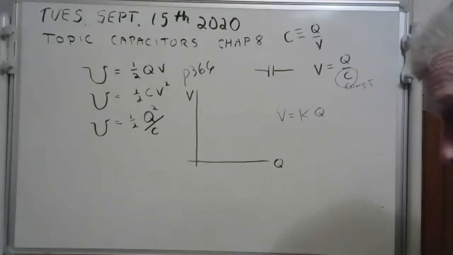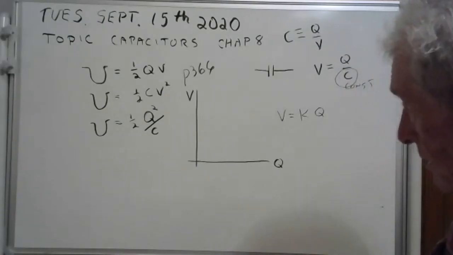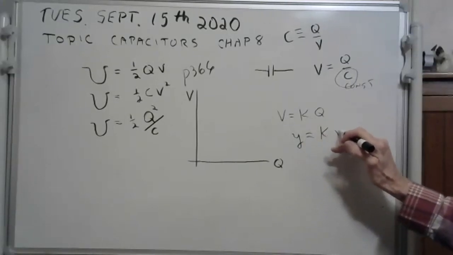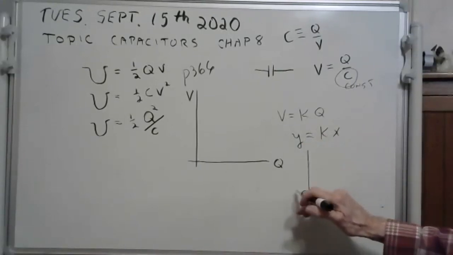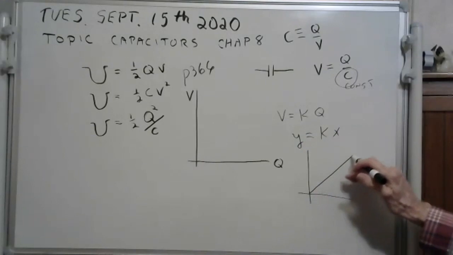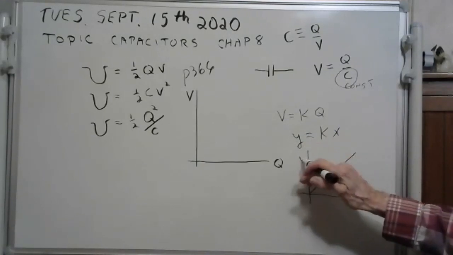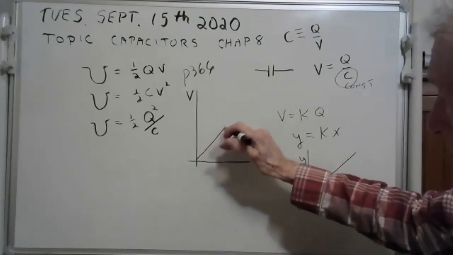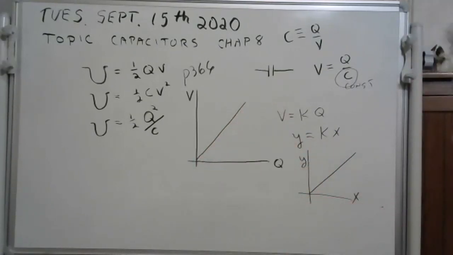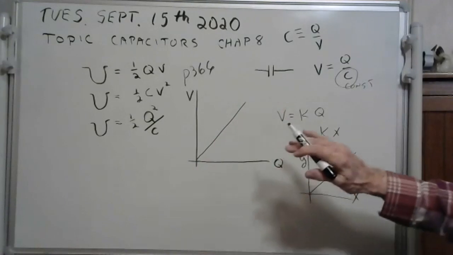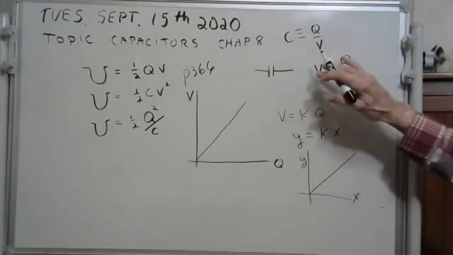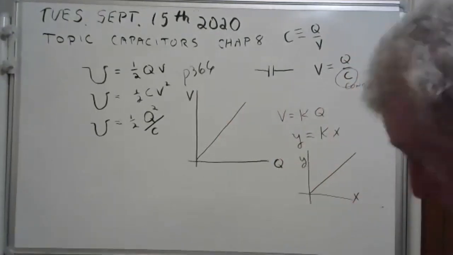Now, you've had graphs like that before. In math, you have Y equals some constant times X. And you know what that graph looks like. It's just a straight line. Y equals Kx. Well, this is going to be a straight line. Only it's going to be V equals Q over C, where C is a constant.